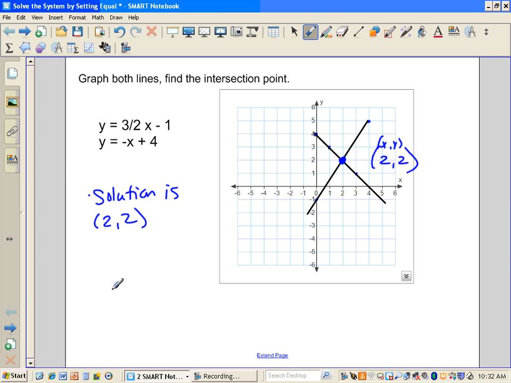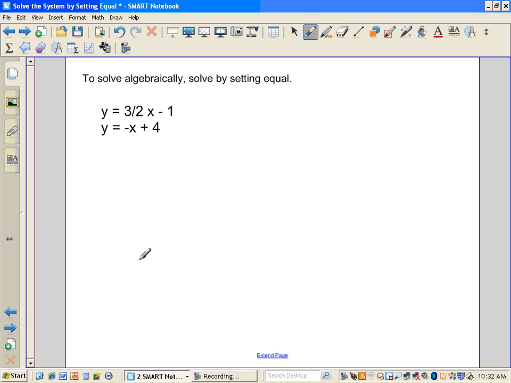But we don't want to always graph. It's not always the most efficient method. Sometimes we want to solve algebraically. That means using algebra. And what we say is we want to solve by setting equal.